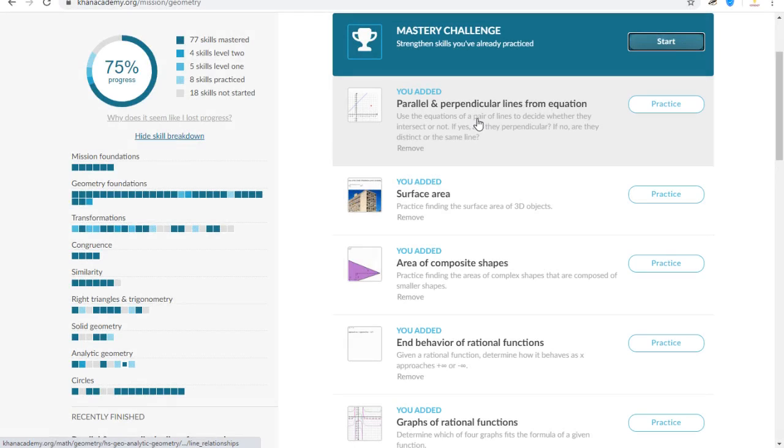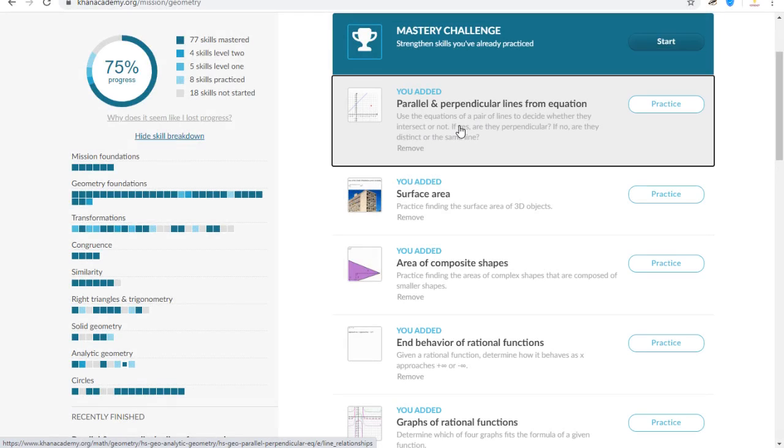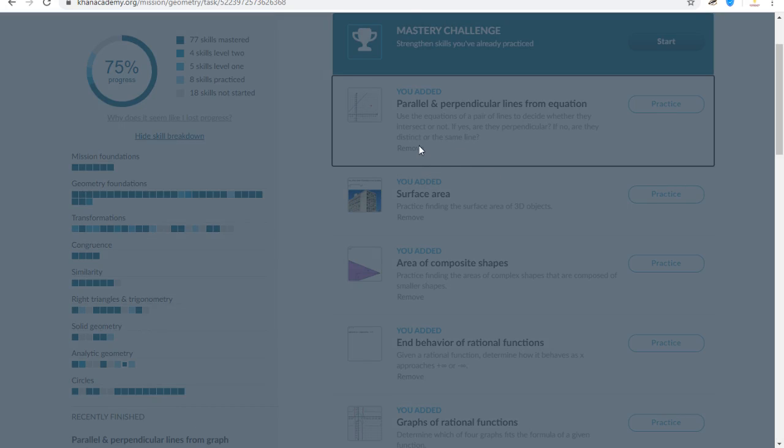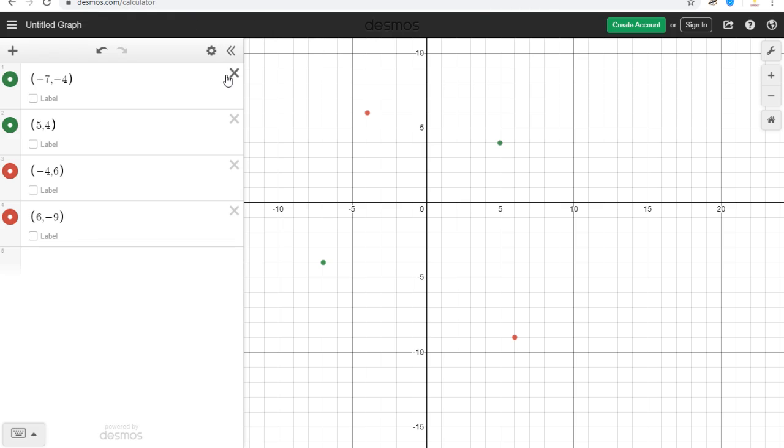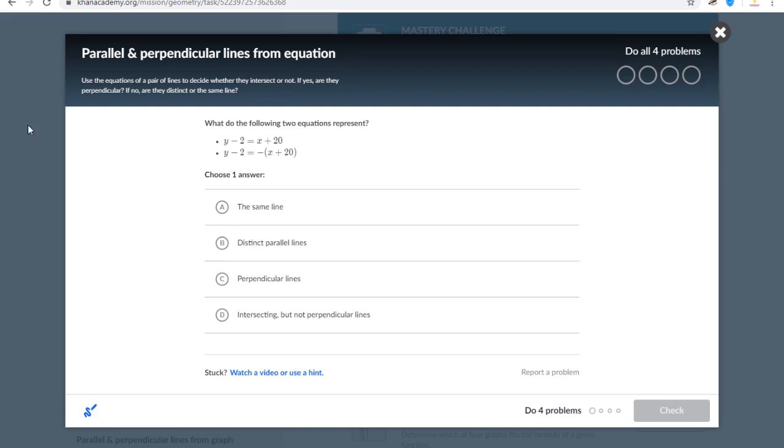Alright, parallel and perpendicular lines from equation. This is basically a follow-up to the last one, more or less. So, what do the following two equations represent? There's a few ways we can go about doing this. We can graph these just like they are into a graphing calculator, which I will actually do both ways, but I'll use the graph to check us.